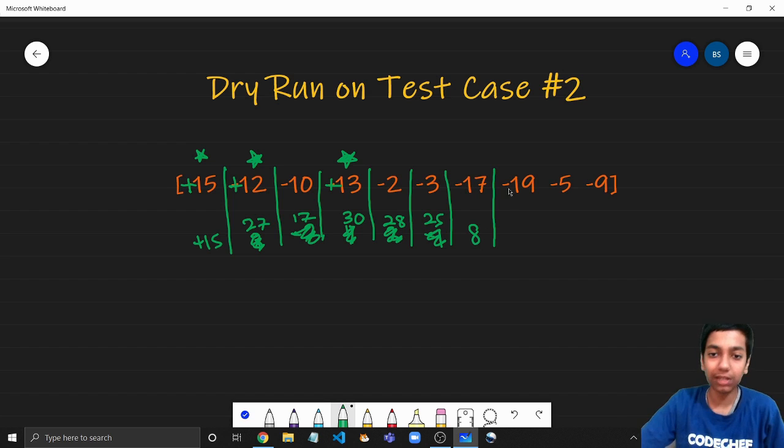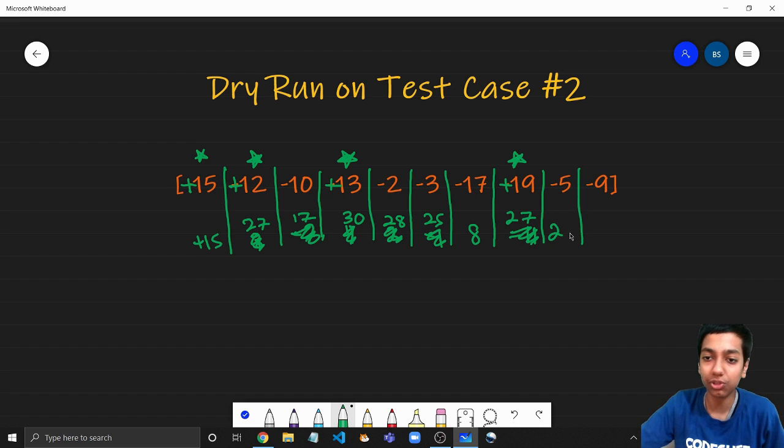Here the sum now becomes 8 and we'll move to minus 19. The sum now becomes minus 11, so negative, and the element that's the best to convert is minus 19. Marking it as well and just recalculating the sums. So now this becomes 27, till minus 5 the sum becomes 22, until minus 9 the sum is 30. Yeah, so here we have finished our iterations and here you can see that all prefix sums are positive.